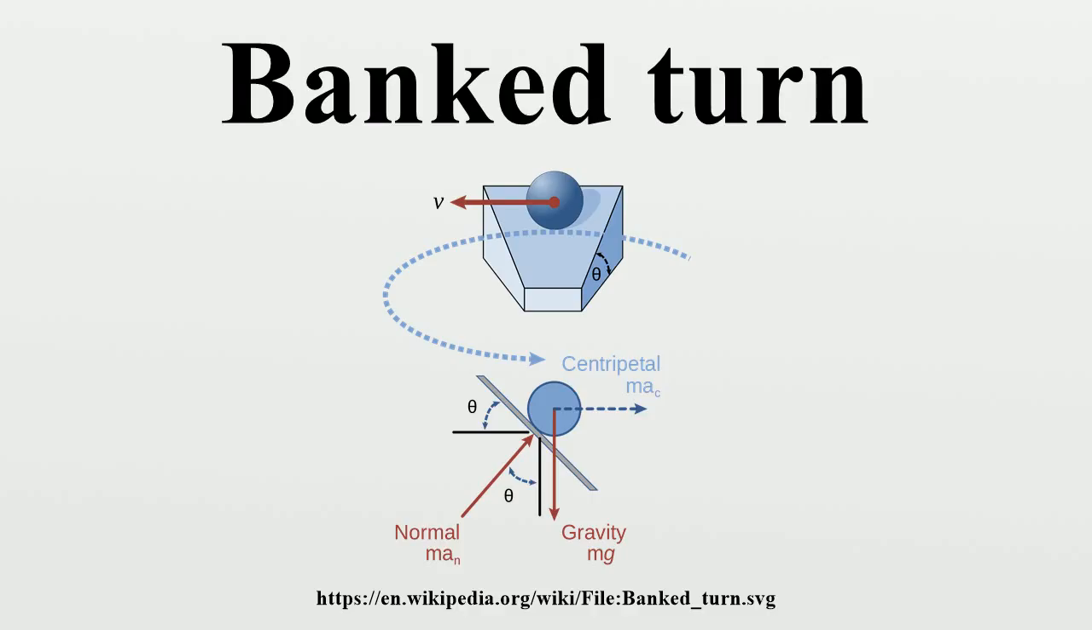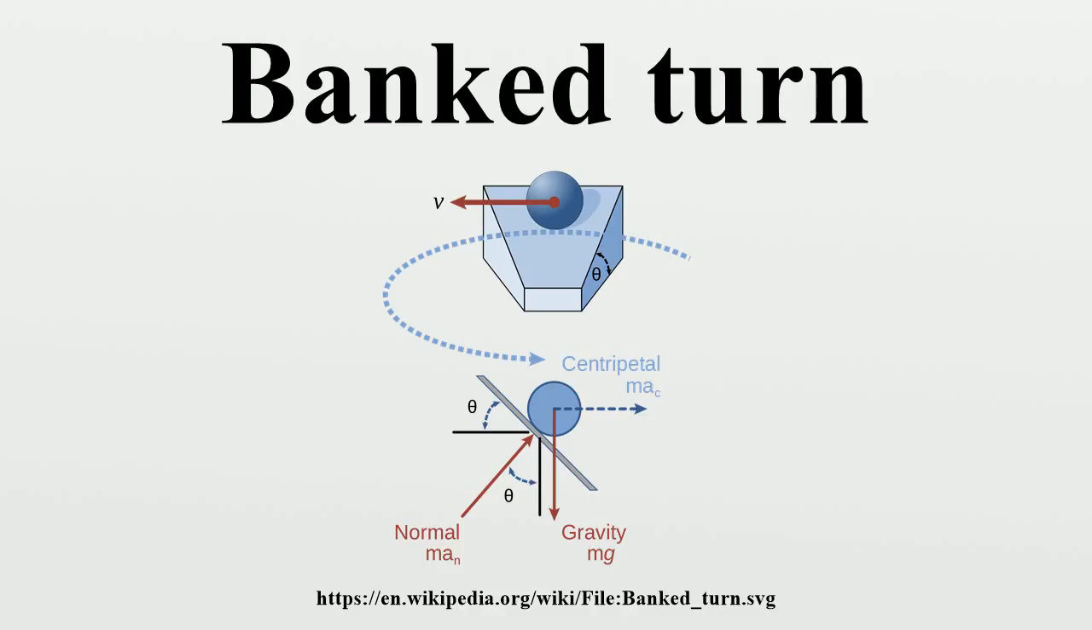Banked turn with friction. When considering the effects of friction on the system, once again we need to note which way the friction force is pointing. When calculating a maximum velocity for our automobile, friction will point down the incline and towards the center of the circle. Therefore we must add a horizontal component of friction to that of the normal force. The sum of these two forces is our new net force in the direction of the center of the turn.